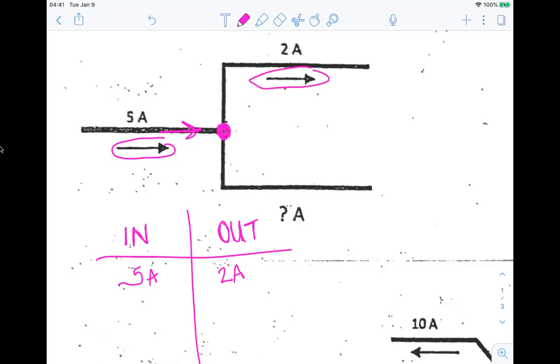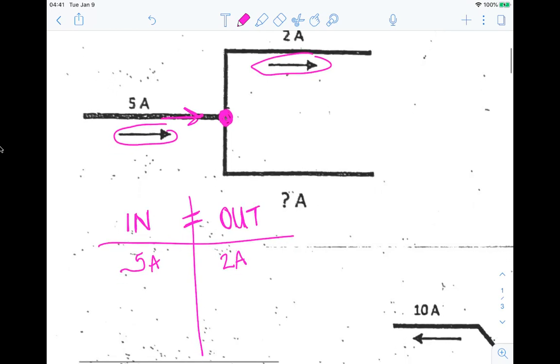We know that these two things must be equal to each other. Obviously 5 and 2 are not equal. So what do we have to add to the outside to make it equal? 3 amperes, which means that my missing A must be 3 amperes coming out. You indicate it with an arrow. You can write it as out, however you want to do it, as long as you indicate the direction as well as the magnitude of the current you have.